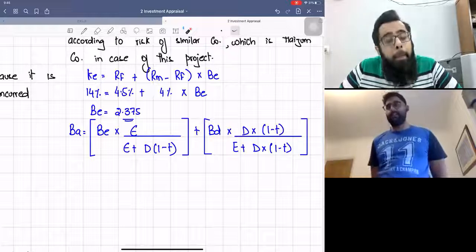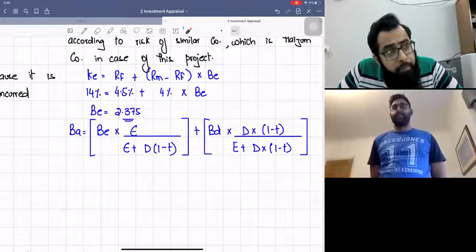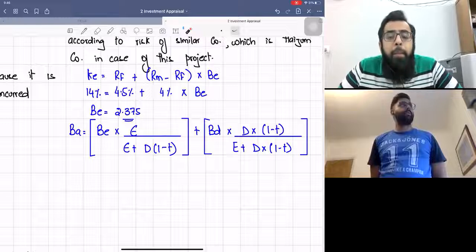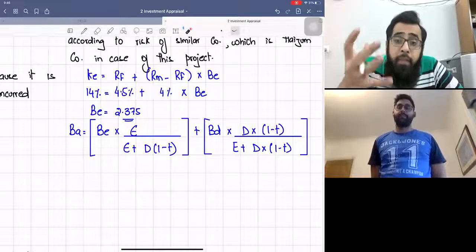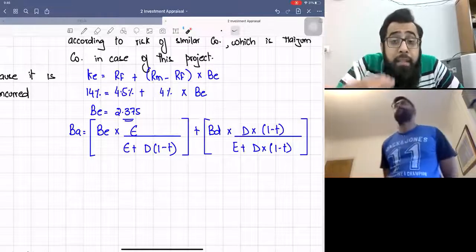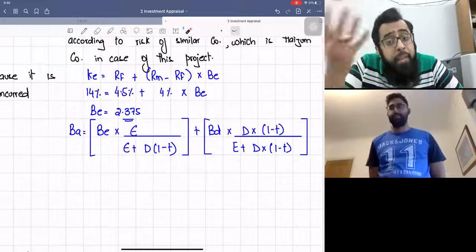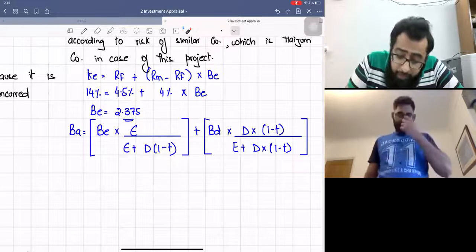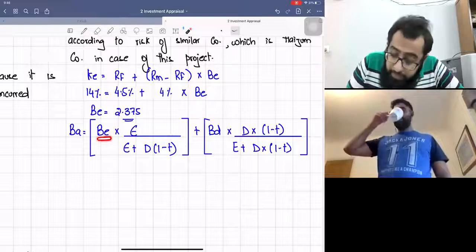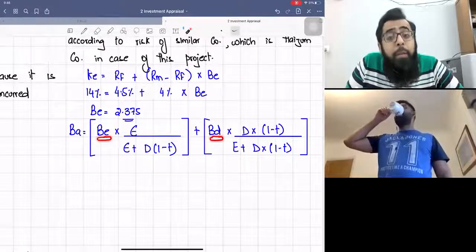Beta asset represents the risk of my company's assets. This is the business risk. This is the risk of my company assets. Beta equity is the responsiveness of my shares. Beta debt is the responsiveness of my debentures.